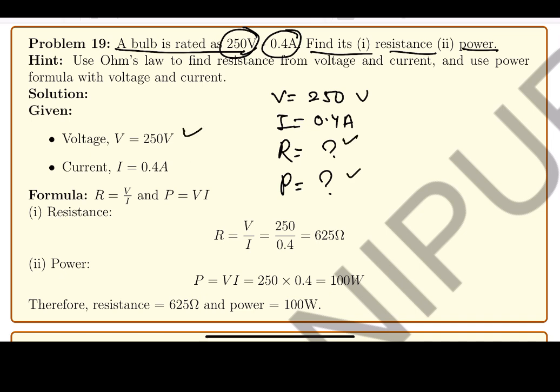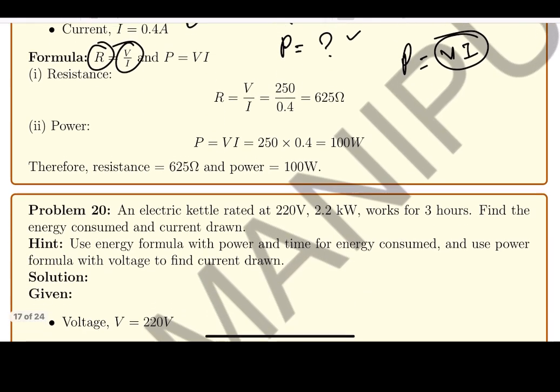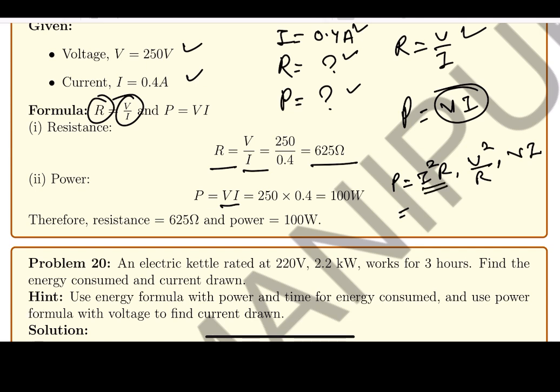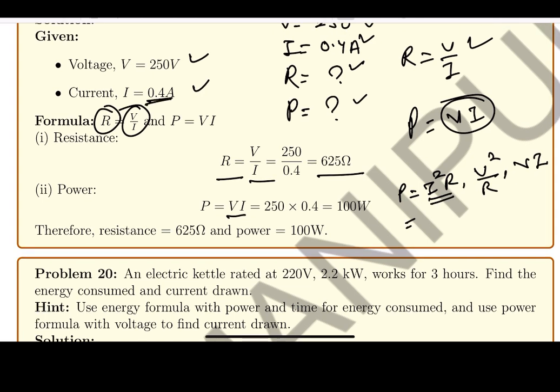Resistance is equal to V by I. Voltage is given, divide by current, and you will find the resistance. Power is equal to V into I. Sir, we have many formulas for power: P is equal to I square R, V square by R, VI. Can I use any formula? Yes. If R is given in the question, use I square R. I is 0.4 ampere, 0.4 square into R. R is 625.